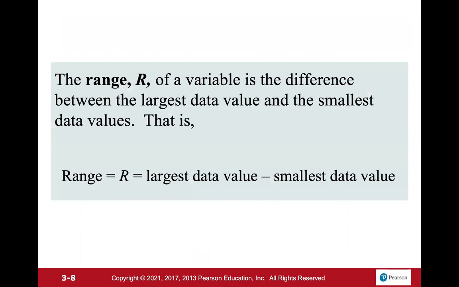All right, so now the range. I keep saying the R word. Range, denoted as R, of a variable is the difference between the largest data value and the smallest data value. How many different possibilities can this data set take on? So here the range would be the largest data value minus the smallest data value.